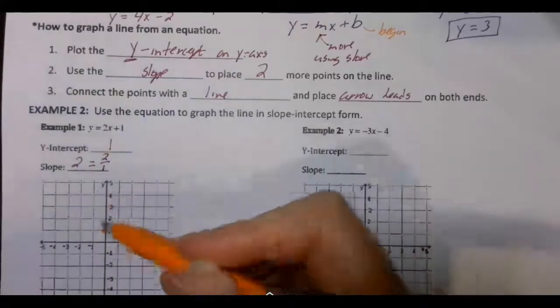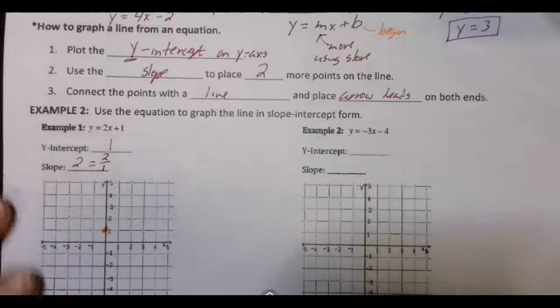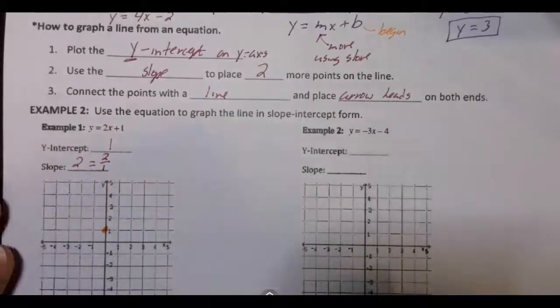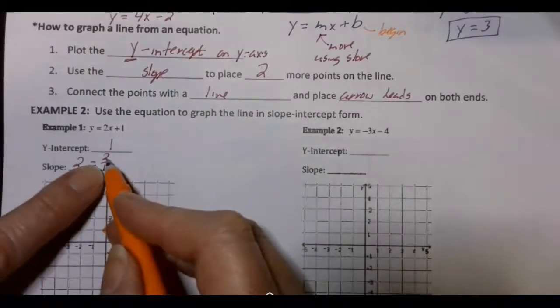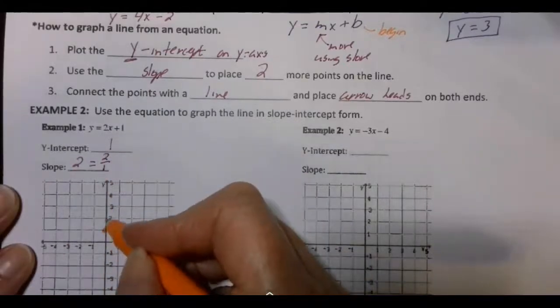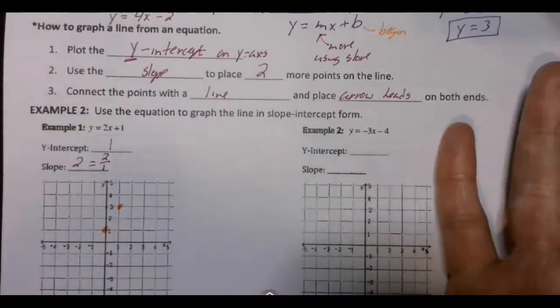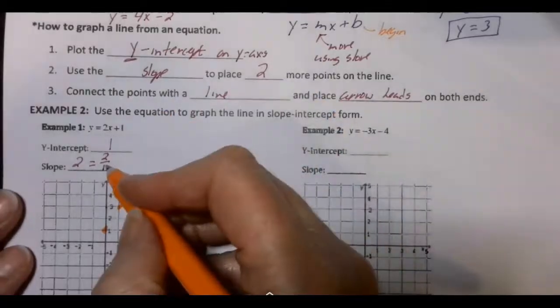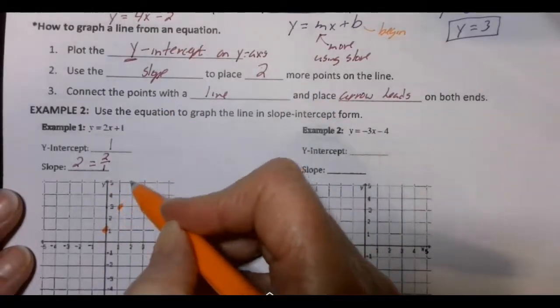Now I'm going to use my slope. I only have to get 2 more points, but I'm going to show you how to get 3, so then you can decide, because sometimes you have to use this method. So I start at 1. My top number is my up and down, and that tells me it's positive, so I'm going to go up 2. The bottom number tells me I'm going to go to the right or the left. It's positive, so I go to the right. There is a second point. Now I can just do that again. I can go from the point I just made, and go up 2 again and over 1.